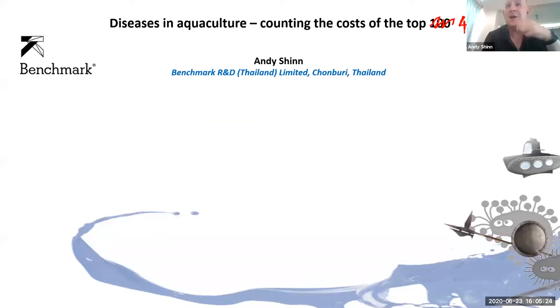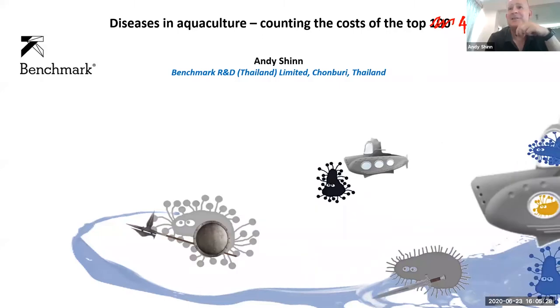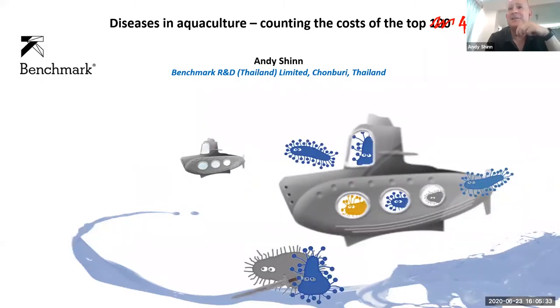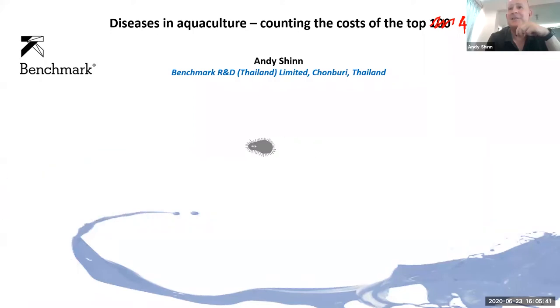As you can see, I've already changed the title a little bit because of time. So instead of talking about the top 100 diseases, I'm going to just focus on the top 40. Just as the title slide scrolls past, this is how I kind of think about disease. I always think about an attack from a variety of different pathogens. So over the course of the next 40 minutes, I'm going to try and give you a flavor of some of the things that I've been working on with regard to diseases in aquaculture.